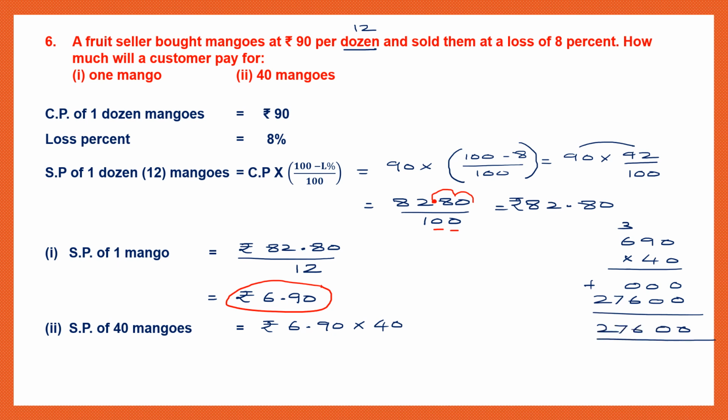So 0, we are adding this up, 0, 6, 7 and 2. So what do we have here? Here we have 27,600. Now look at the question here. Now there are two decimal places, isn't it? So your answer also must have two decimal places. So a point will come here. So this is 276.00. So that is the selling price of 40 mangoes. 276 rupees. You have to put 00 for the paisa column. So this is the price that the customer has to pay if he wants to buy 40 mangoes. 276 rupees.